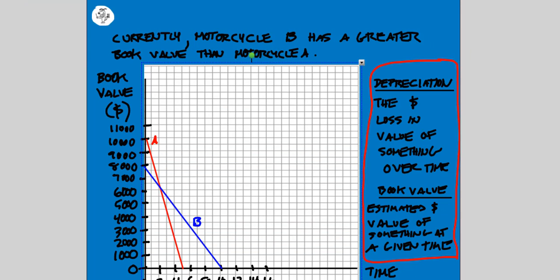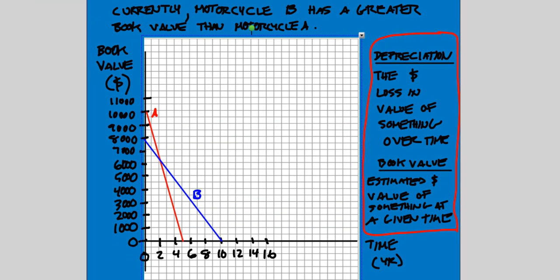All right, so now here is another example. Suppose we have two motorcycles, B and A. B has a greater book value than A, at least initially. So this is also wrong, because actually A has a greater book value than B. So I'll show you why. I've got to fix that.